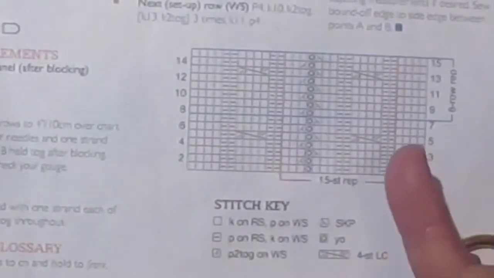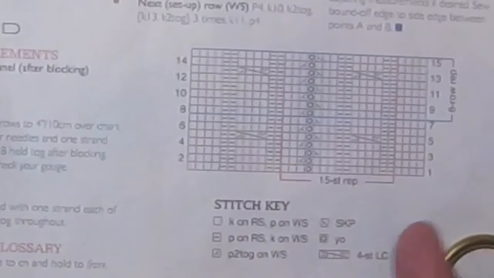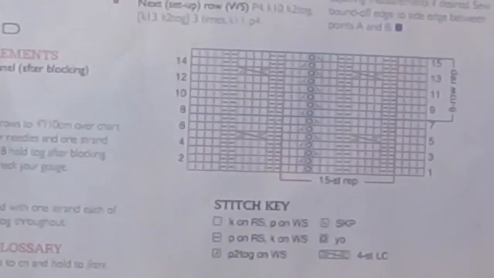We use these to basically mark the zone, our repeat zone. And that is basically how you read a knitting chart. So in the second section, what I'm going to do is go through and actually demonstrate each of these stitches for you.